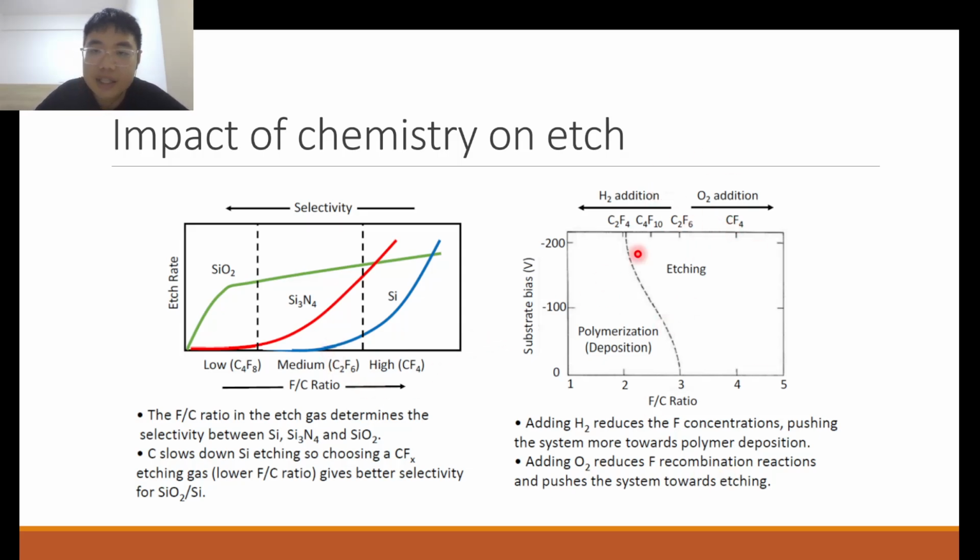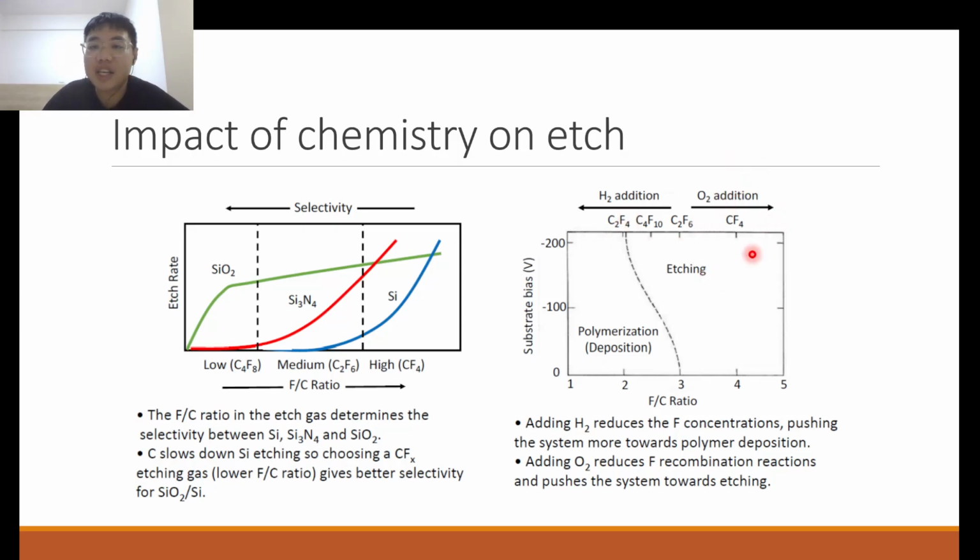Okay, and the second idea is that the diluent gases that you add in, that maybe do not participate directly in the chemical reaction, also affect your etching chemistry and your eventual etching performance. For example, if you add hydrogen gas as a diluent gas, effectively it pushes the behavior of your fluorocarbons more towards polymer deposition. So your etching rate will be slower, but your profiles will be more anisotropic.